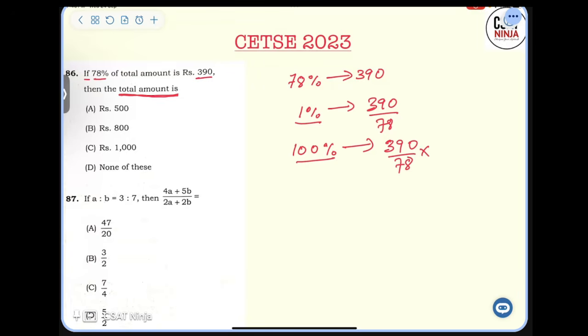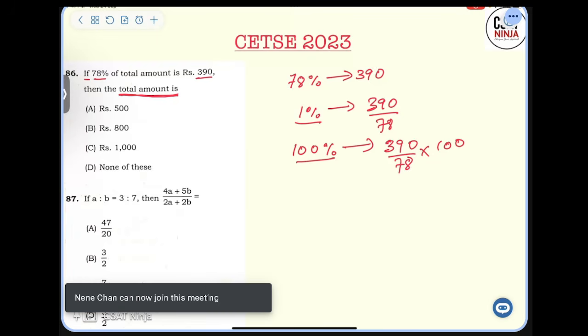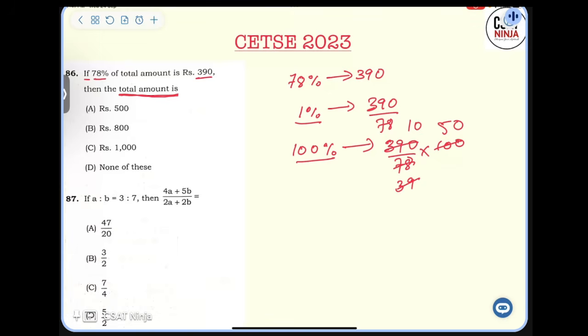390 by 78 into 100. So if I simplify this, 2 3s are 6, 9 2s are 18, 3 cancel, that means 10. So 100% is nothing but 500, because 10 into 50 will give me 500. So the answer here is A, which is 500. I hope you have followed me. Give a thumbs up if you have followed me every time. After that, I'll move on.